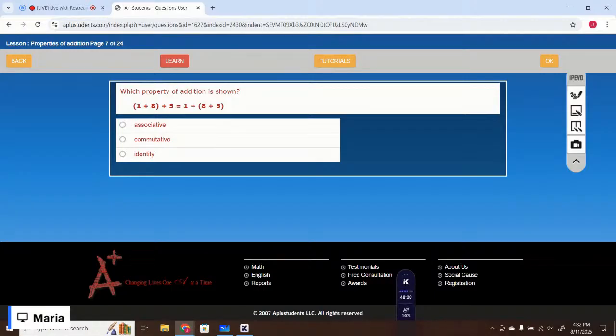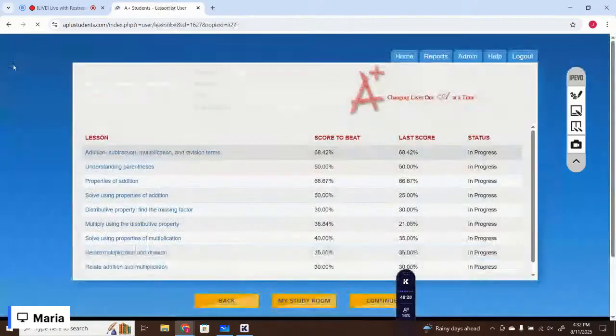Okay, that is the associative property. Option 1 is the correct option. You can complete the lesson by yourself later today. Let me just move on to the next lesson.